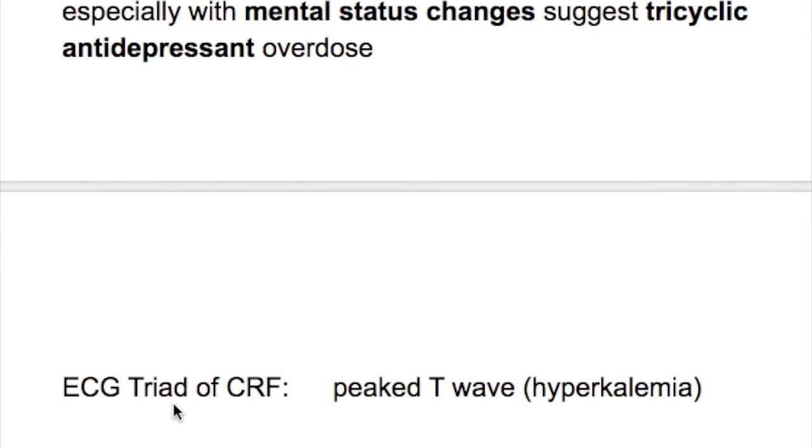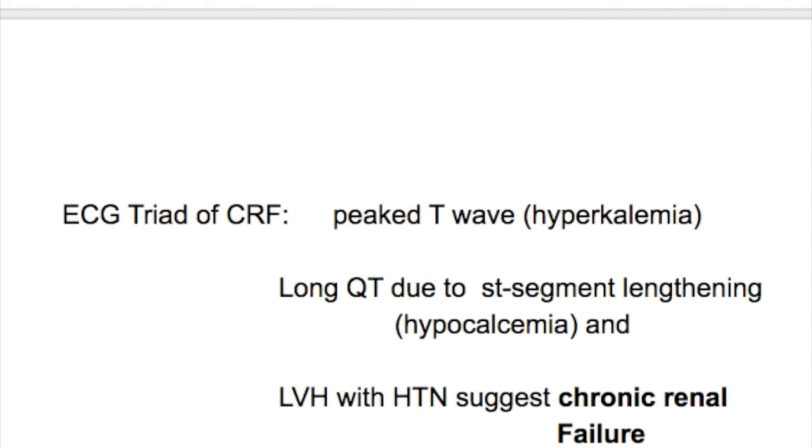What are the ECG findings in chronic renal failure? What happens in chronic renal failure is that there is hyperkalemia, hypocalcemia and hypertension. If there is hyperkalemia, there will be a peaked T wave, and due to hypocalcemia, the long QT due to ST segment lengthening, and number 3, because of hypertension, there will be features of left ventricular hypertrophy.